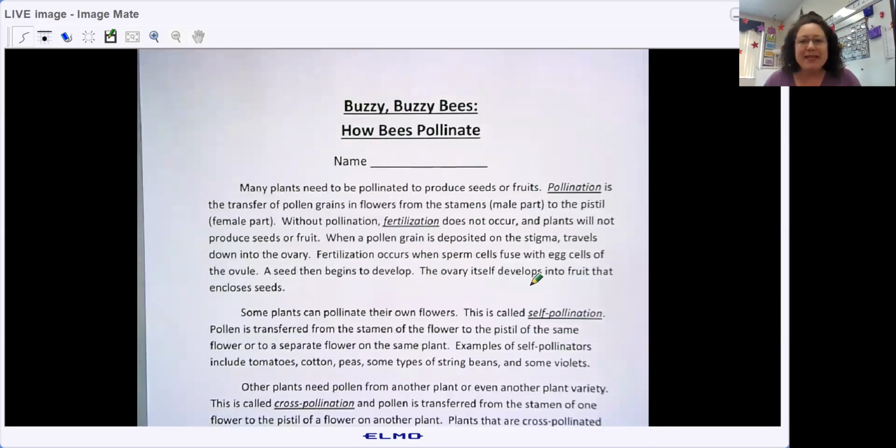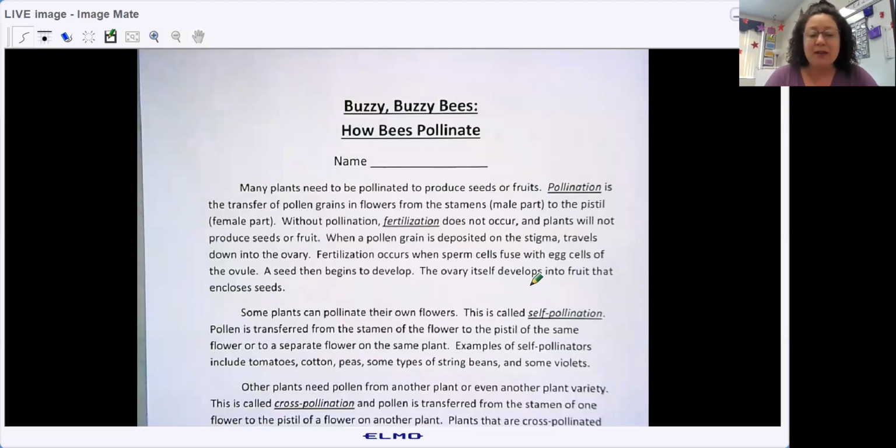Okay, Buzzy Buzzy Bees, How Bees Pollinate. Many plants need to be pollinated to produce seeds or fruit. Pollination is the transfer of pollen grains in flowers from the stamens, which is the male part, to the pistil, the female part. And we learned a little bit yesterday about that. Without pollination, fertilization does not occur, and plants will not produce seeds or fruit.